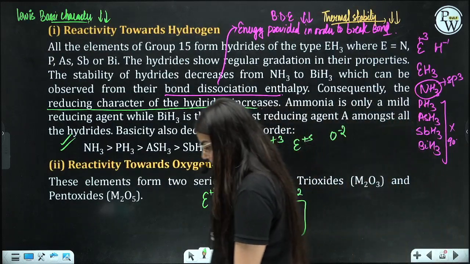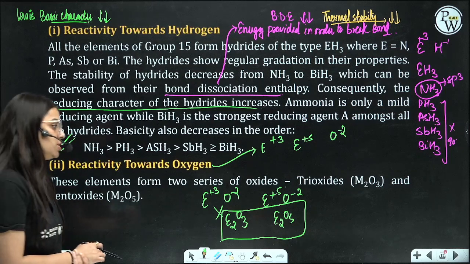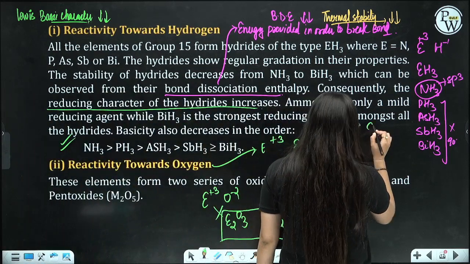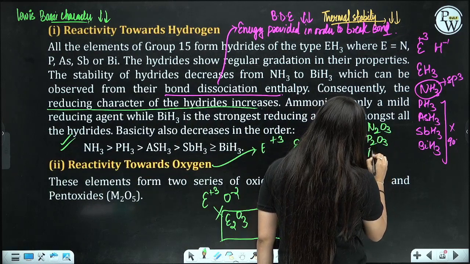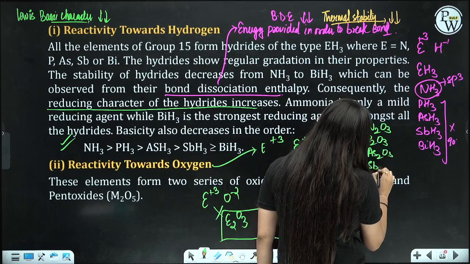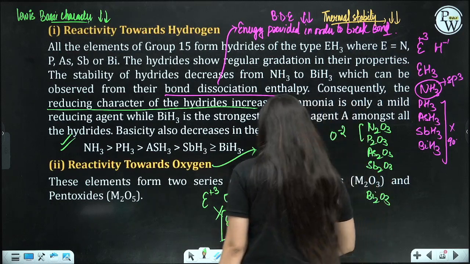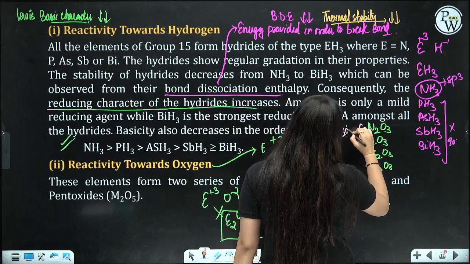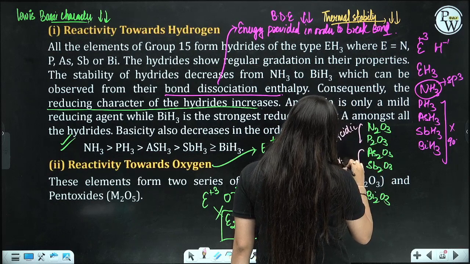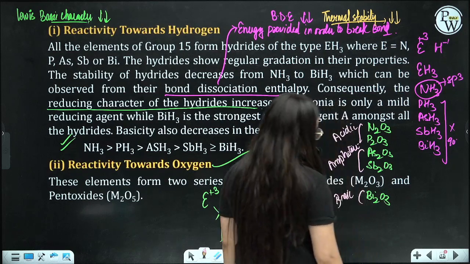Everybody, now write down. I'm going to tell you which is the acidic one, which is the basic one, and which is the amphoteric one. Students, the initial ones will be N2O3, P2O3, As2O3, Sb2O3, and then we have Bi2O3. The initial ones are acidic, and then we have this as amphoteric, and the last one is basic. So this is the nature that you should also know.